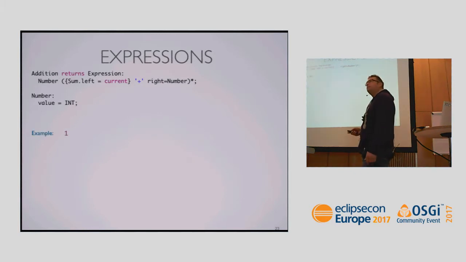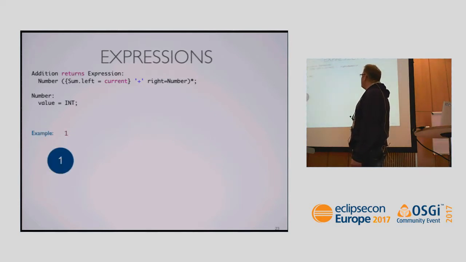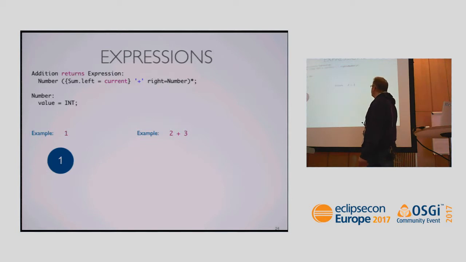So if we enter 1, we just have, oh sorry, there's a problem in the animation. We will just have a number instance. No addition object involved. And if we do this, what happens?